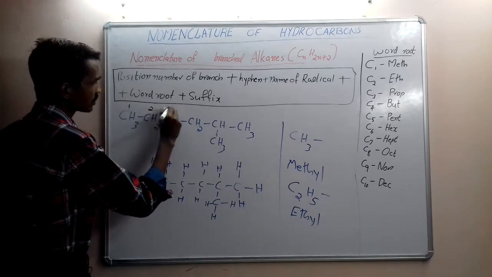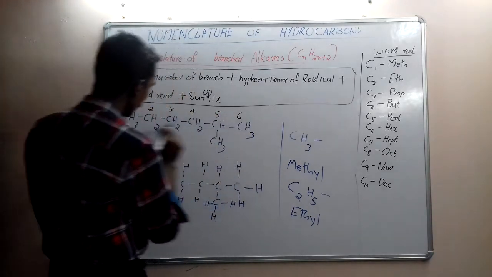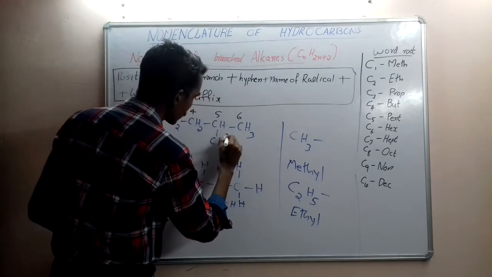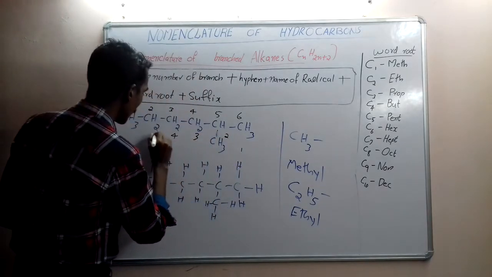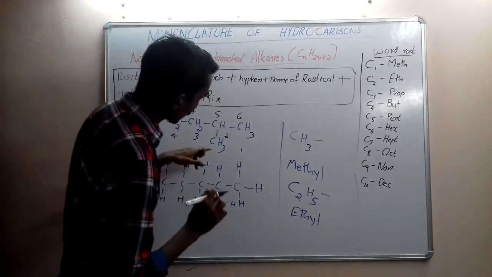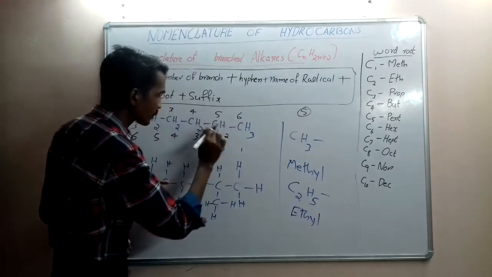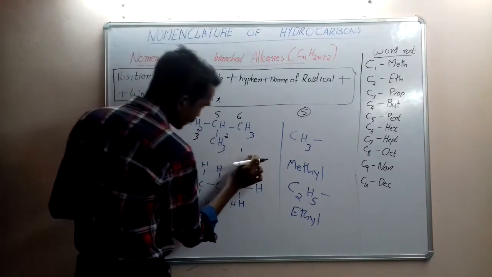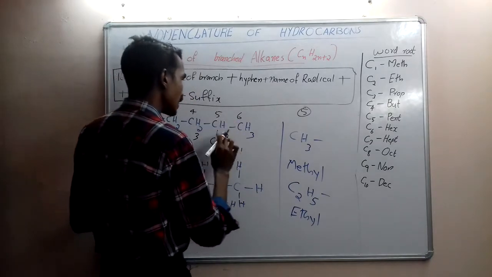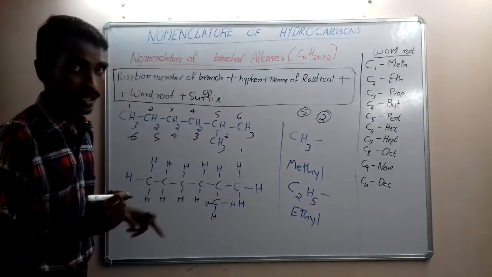1, 2, 3, 4, 5, 6. And likewise, from right to left, 1, 2, 3, 4, 5, 6. From left to right, this alkyl radical is suspended in the 5th carbon atom. When I count right to left, this alkyl radical is suspended in the 2nd carbon atom.